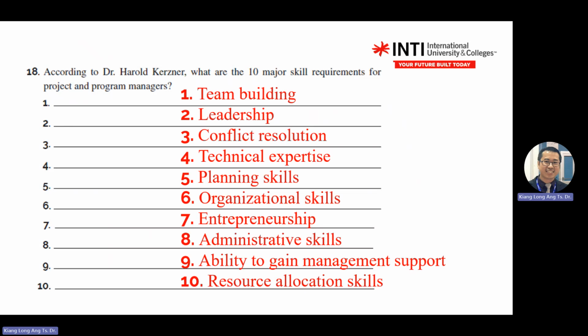Go and read. Okay. Leadership, teamwork, conflict resolution, technical expertise, planning, organization skill, business skill, entrepreneurship, ability to gain management support, resources allocation skill. So these are the 10 skills that are recommended by Dr. Harrod. Elaboration is inside the PM book. So go and read.